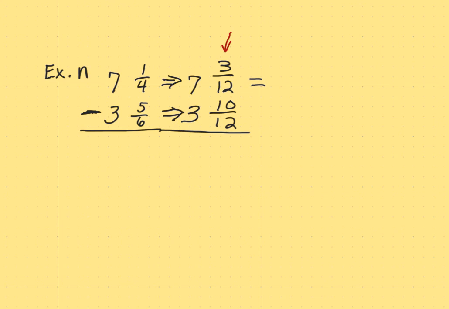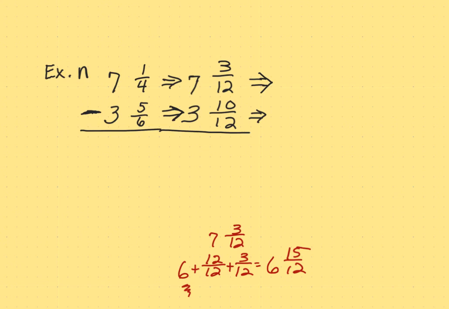Well, I'm going to get it from the 7. Because 7 and 3/12, if I pull a whole number 1 out of the 7, I would be left with 6. And that 1 would give me 12/12, and I'd already have 3/12, so I would have 15/12, in addition to the 6 that I already had. So 6 and 15/12. 7 and 3/12 becomes 6 and 15/12. 3 and 10/12 does not need to change.